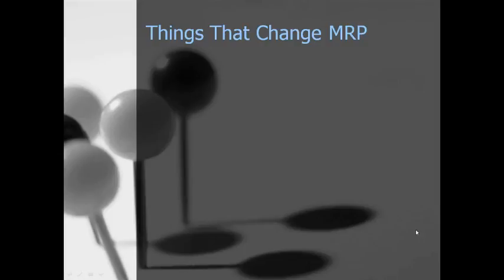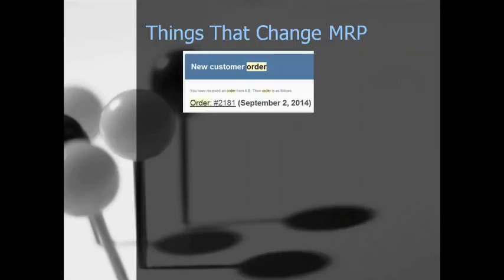All right, things that can change the material requirements plan, priority plan. First is we get new orders from customers. This is a really good thing because without new orders, we'd be out of business. But every time we get a new order for our product, it changes the current material requirements plan.